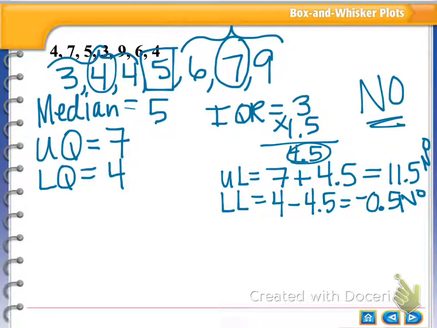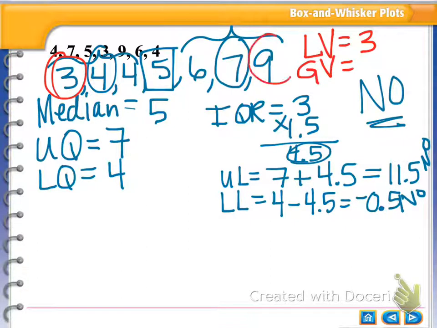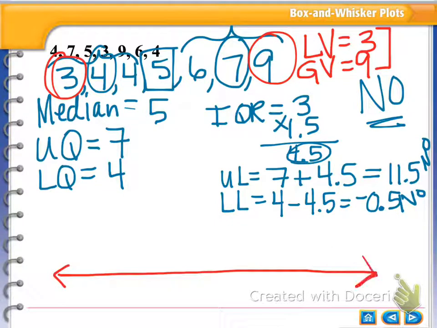All right, so to create our box and whisker plot, we're pretty much ready. We do need to identify our min and our max, or our lowest value and our greatest value. So lowest value would be 3. It's my smallest number. And my greatest value would be 9. It's my largest number. So my number line has to go all the way from 3 to 9. So sketch you a number line. I'm going to start mine at 2.